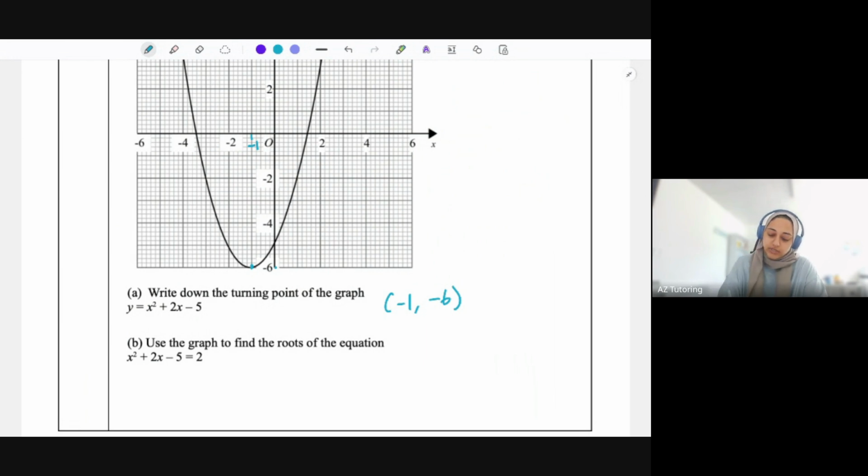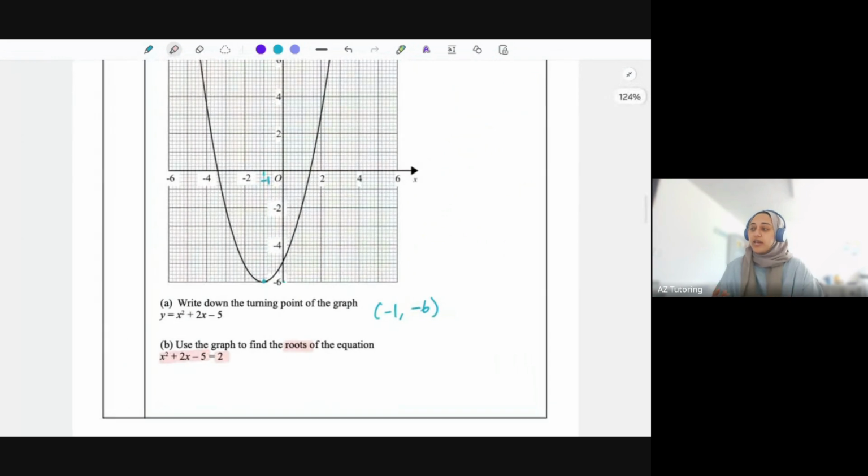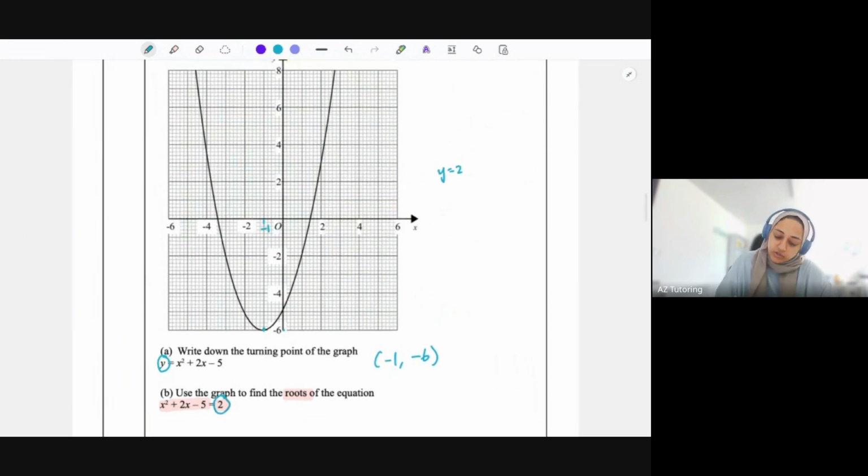Part B says use the graph to find the roots of the equation x squared plus 2x minus 5, which is the equation of the graph, equals 2. Usually we find it when y equals 0. So if this question said equals 0, we usually just read off these two values here. But this time it equals 2. So we need to draw the line y equals 2. That's where y has become 2, right? So the equation y equals 2, you should just know that's a horizontal line through 2 right there.